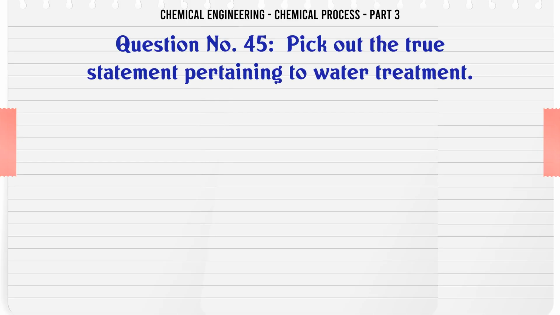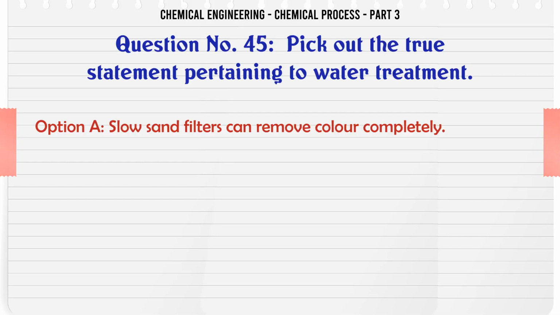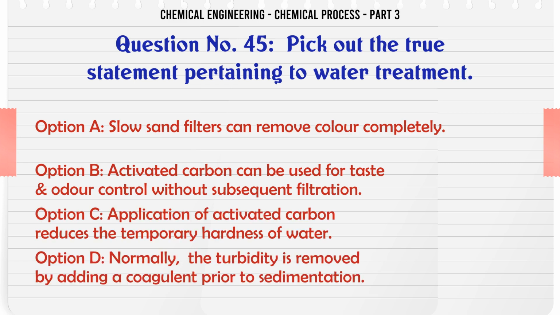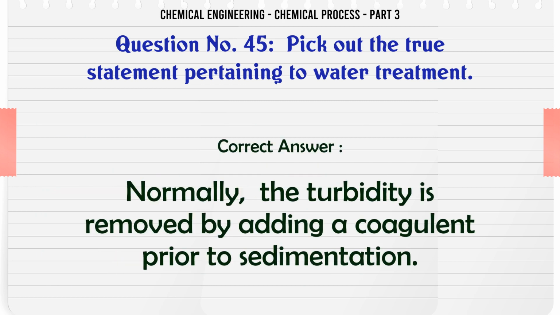Pick out the true statement pertaining to water treatment. A. Slow sand filters can remove color completely. B. Activated carbon can be used for taste odor control without subsequent filtration. C. Application of activated carbon reduces the temporary hardness of water. D. Normally the turbidity is removed by adding a coagulant prior to sedimentation. The correct answer is normally the turbidity is removed by adding a coagulant prior to sedimentation.